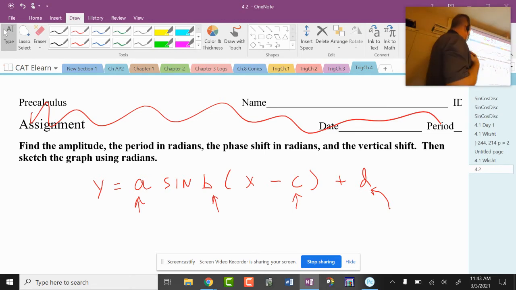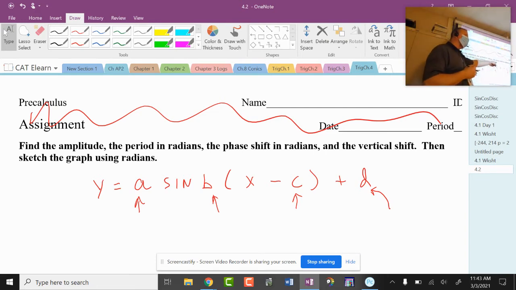So these are just the things that you're going to do. You're going to find the amplitude, period, phase shift. What? Never heard of that word in my life. I don't know why they come up with this word. I've used it for 25 years. Why they call it a phase shift, I don't know. And then a vertical shift.